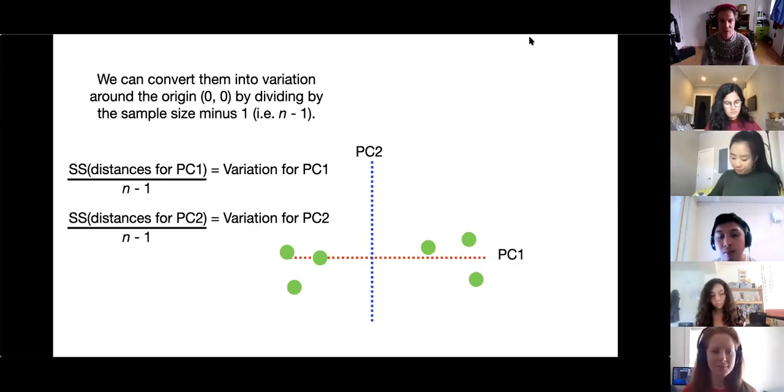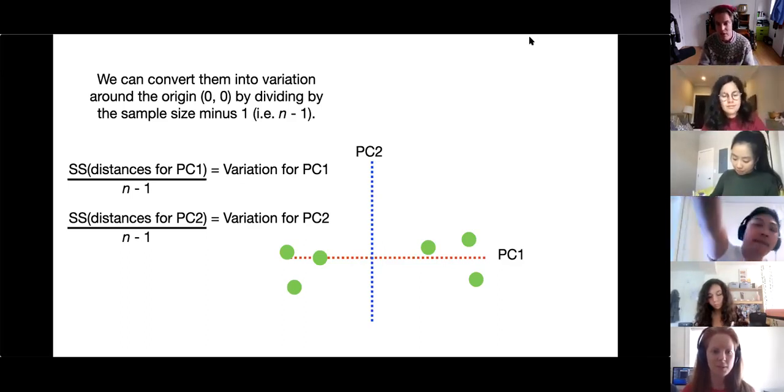The variation for PC1 is just the sum of the squared distances divided by n minus 1, where n is the number of samples or observations in our data set. In this case, we see 6 observations that we measured for gene 1 and gene 2. So we have n equals 6, and we'd be dividing by 5.